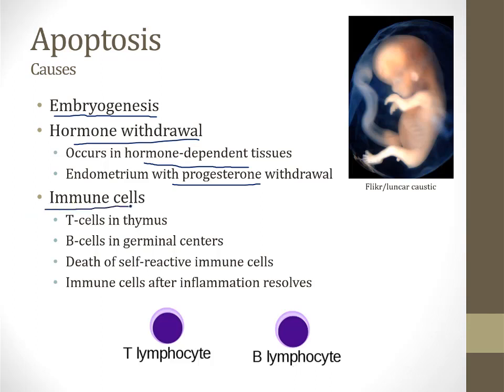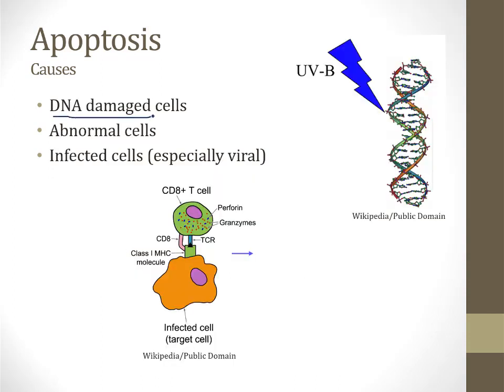Immune cells often undergo apoptosis. T cells in the thymus do this, so do B cells in the germinal centers of lymph nodes. In the thymus, T cells that react with self-antigens will undergo apoptosis so that they won't survive to attack the body itself. In germinal centers, when you have inflammation, B cells multiply, but when the immune stimulus is resolved, those B cells undergo apoptosis, so they die in an orderly manner without causing the lymph node to become inflamed from necrosis.